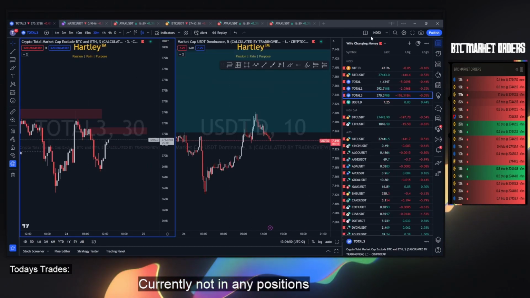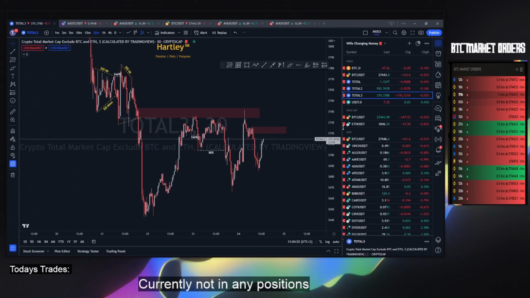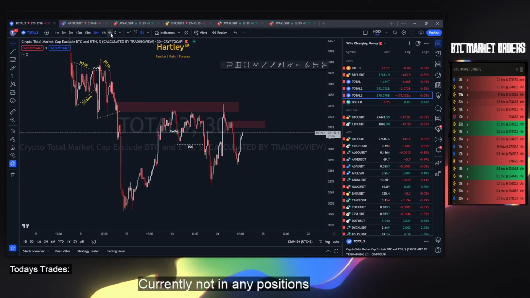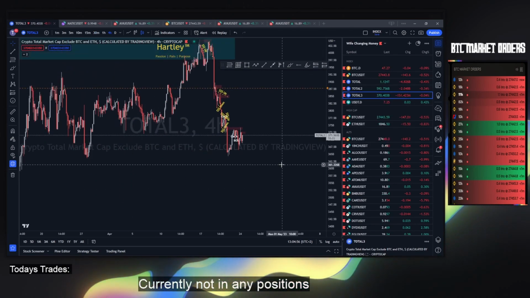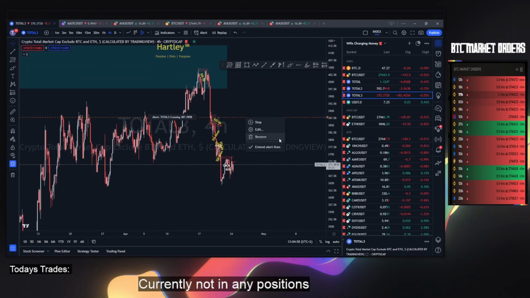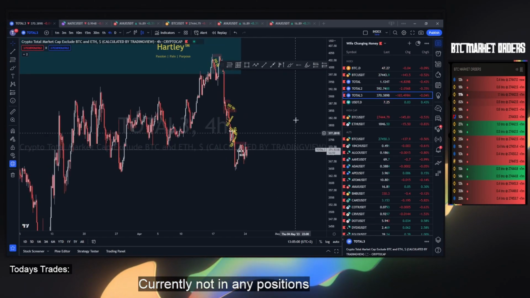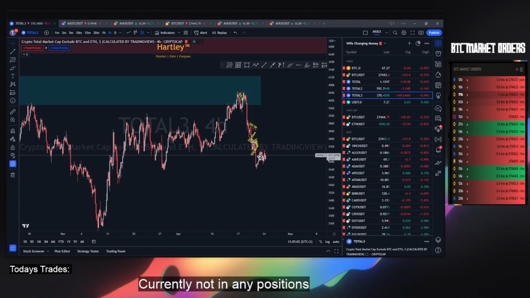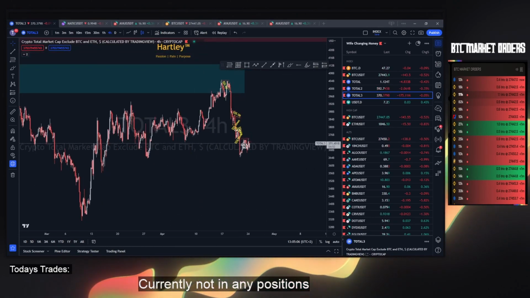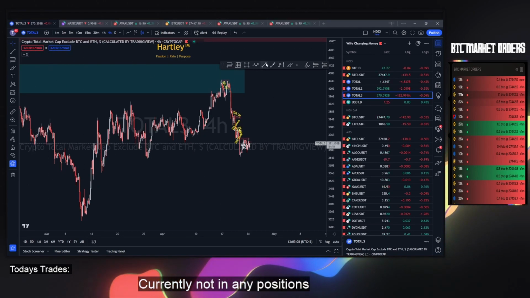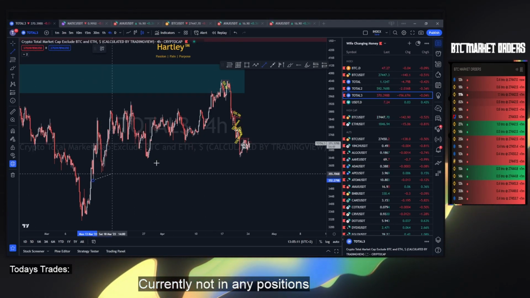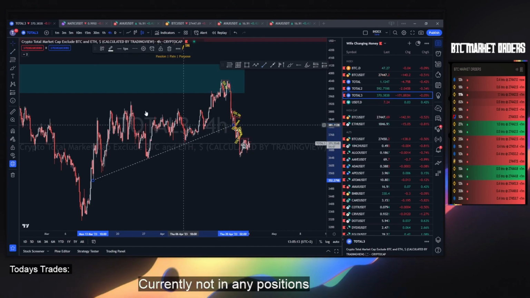Cool. So let's start off with the totals, right? Total 3. Start off on the 4 hour, and you can see we are currently moving in a downtrend, right? So the 4 hour on total 3, we're currently sitting in a position where we had all of this liquidity build up, or we have it still. We have not cleared it out just yet.